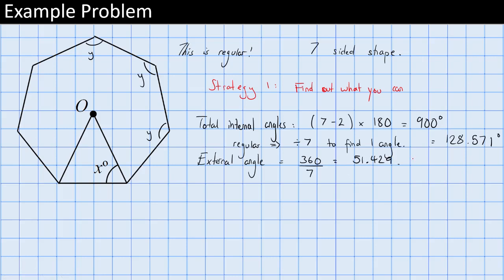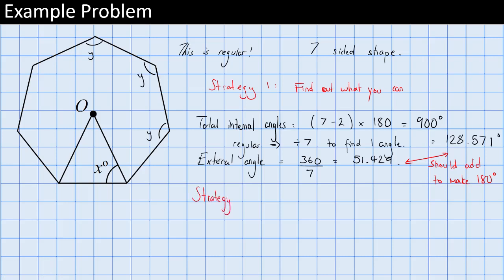Now, just something to note here. One internal angle and one external angle should add up to make 180. Okay, that's just a little extra fact. One internal angle and one external angle will always add up to make 180.